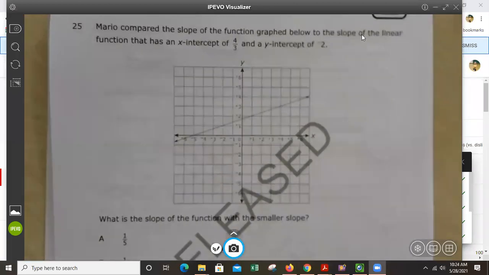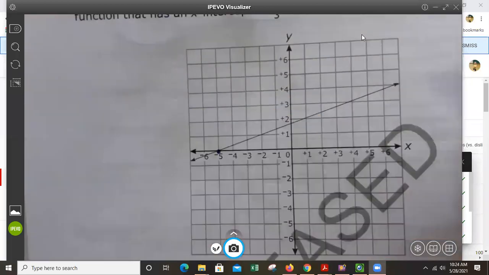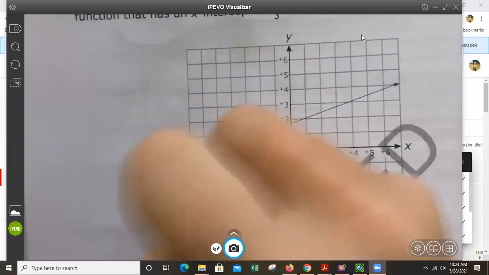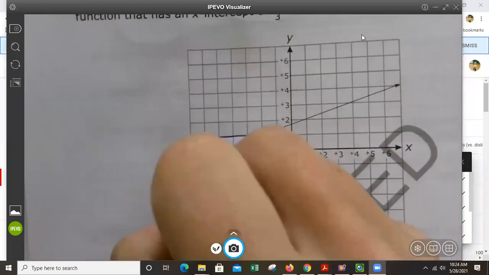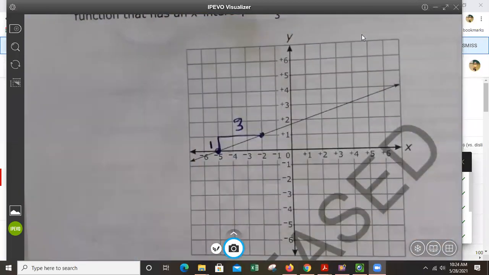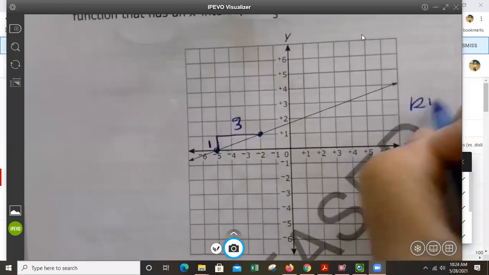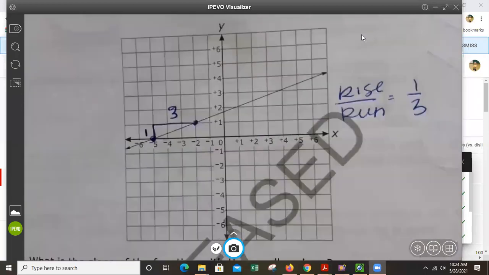How do we find the slope of a graph? We need to find two good points though, right? So I see a good point right here and a good point right there. We do rise over run. We did a rise 1, run 3. Is it positive or negative? It's positive because it's going up. All right, so there's the 1/3.